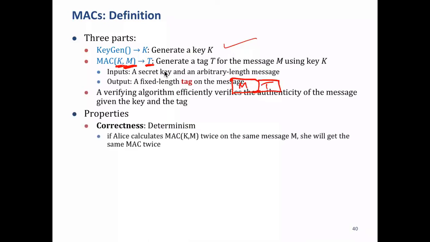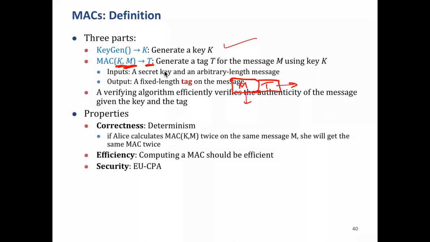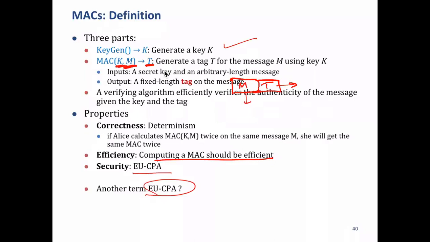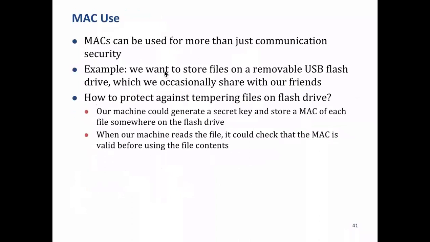The properties are correctness. It means that however many times Alice processes the same message M, it should generate the same value of T. That gives correctness. Efficiency: it should be efficient and should not take so much time. Security: is it EU-CMA safe? Now this is another term. We'll just go through the details given in the book, this Berkeley's book.